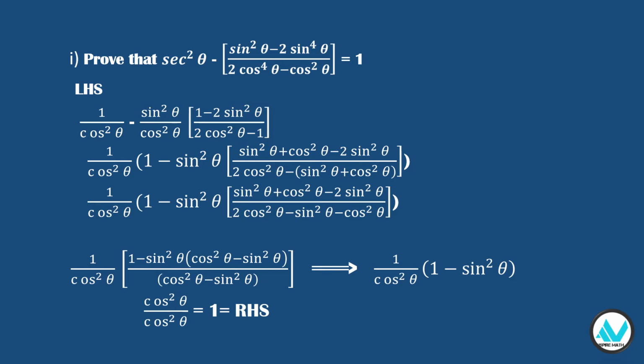So let me cancel cos²θ minus sin²θ in the numerator and denominator. I am left with nothing but 1 minus sin²θ by cos²θ. Okay, now let me change 1 minus sin²θ as cos²θ. So it's nothing but cos²θ by cos²θ. So when I cancel, it's nothing but 1, which is my RHS.